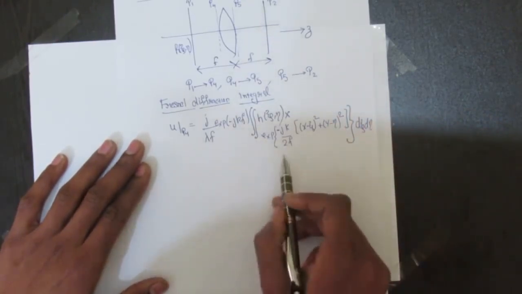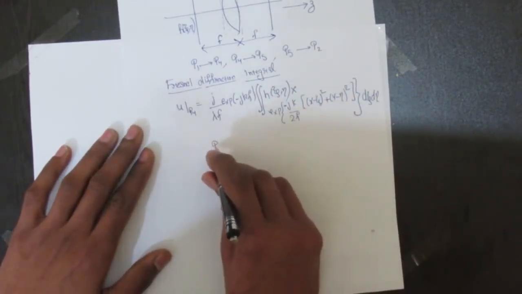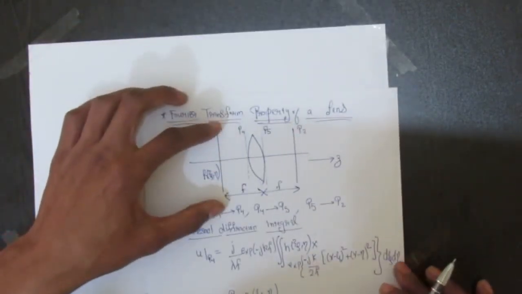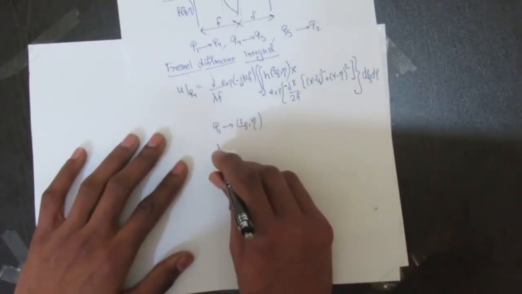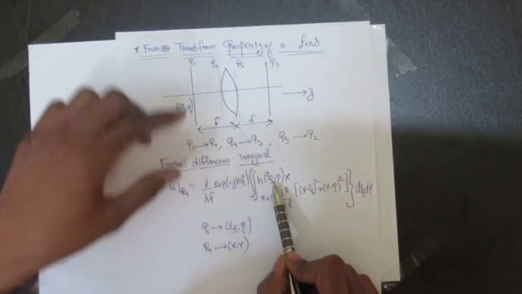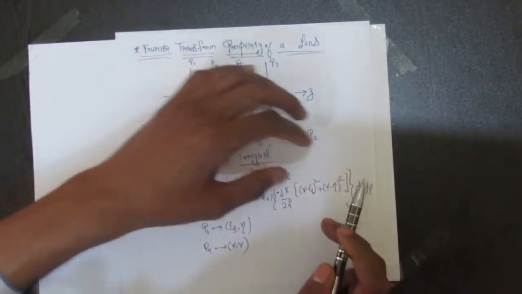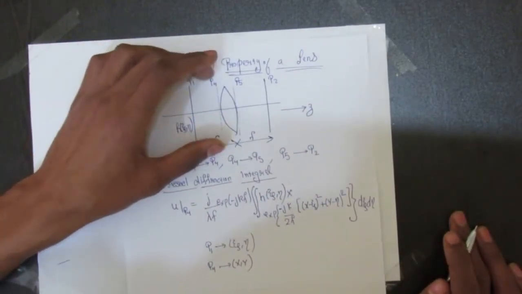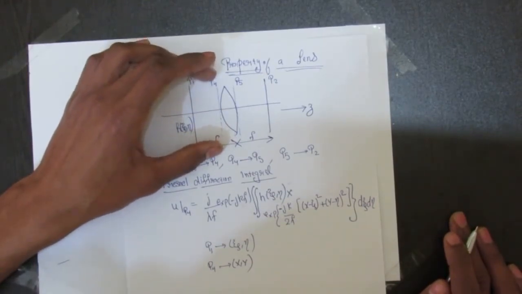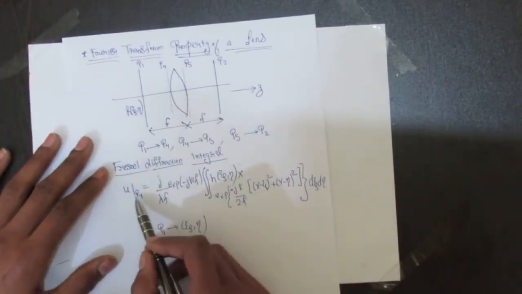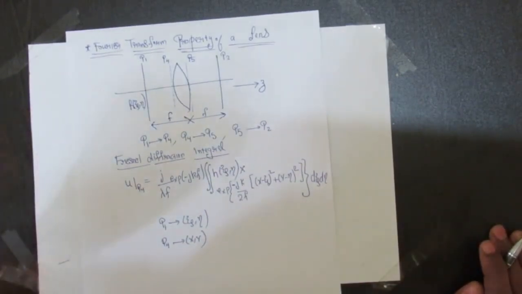Okay, so what are zeta, eta, x and y? I am taking the coordinate system at plane P1 to be zeta and eta. The zeta eta coordinate system is at plane P1, and at plane P4 the coordinate system is x and y. So you have a zeta eta field present at plane P1, and this diffraction integral will perform the propagation process. Finally, you will get the field at plane P4, which will be a function of x and y, because you are integrating across zeta and eta values. So the coordinate system at plane P4 we are taking to be x and y, okay?